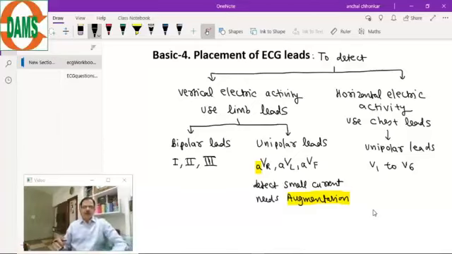Now, this we have just started. This is the first part of today's lecture, and this is basic number 4, which is the placement of the ECG leads.